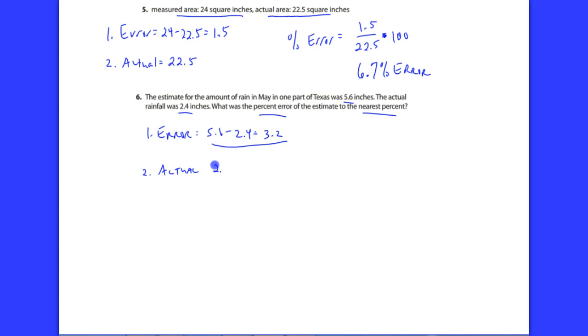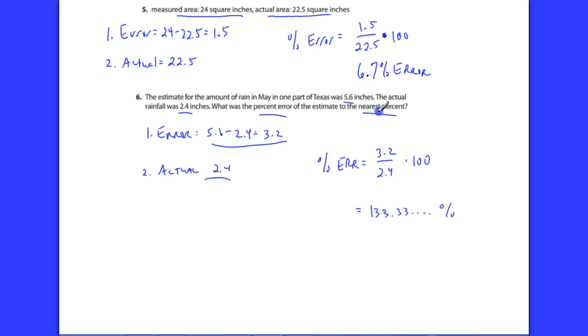All right, so the percent of error equals the change, the error, divided by the actual, 3.2 divided by 2.4 times 100. Put that all in your calculator. You get 133.3333 repeating percent.